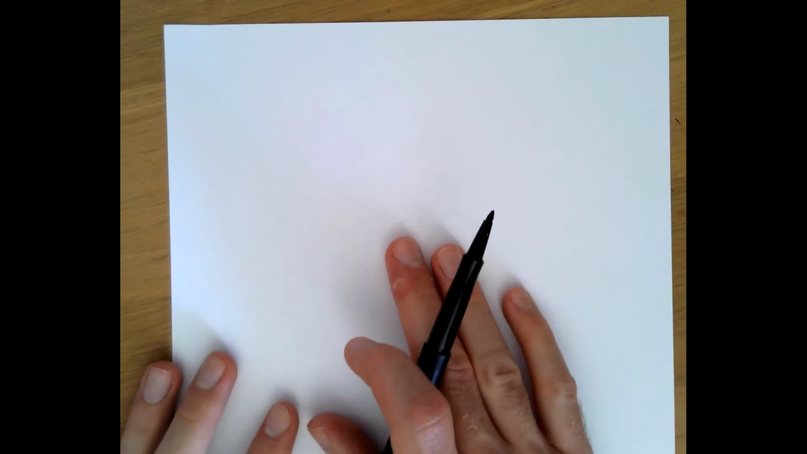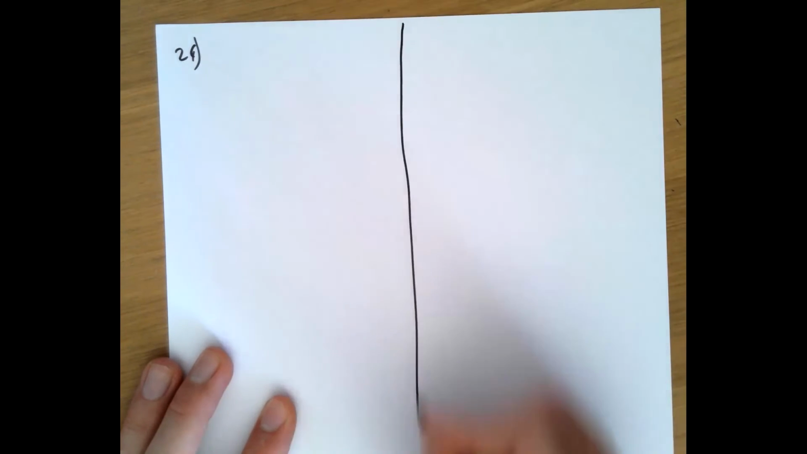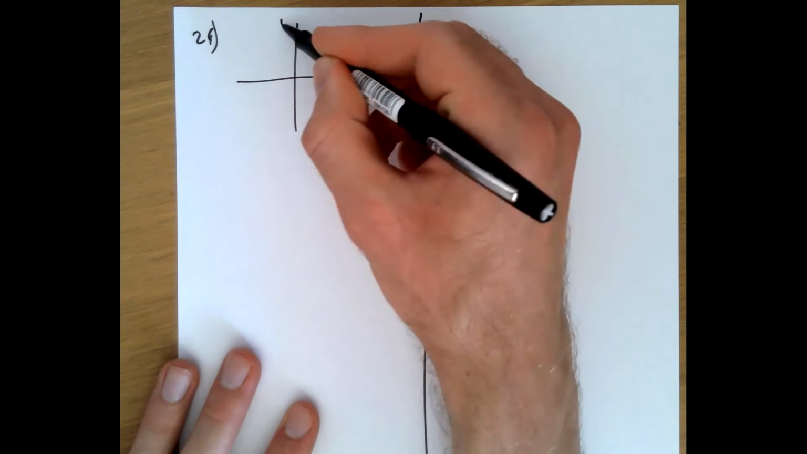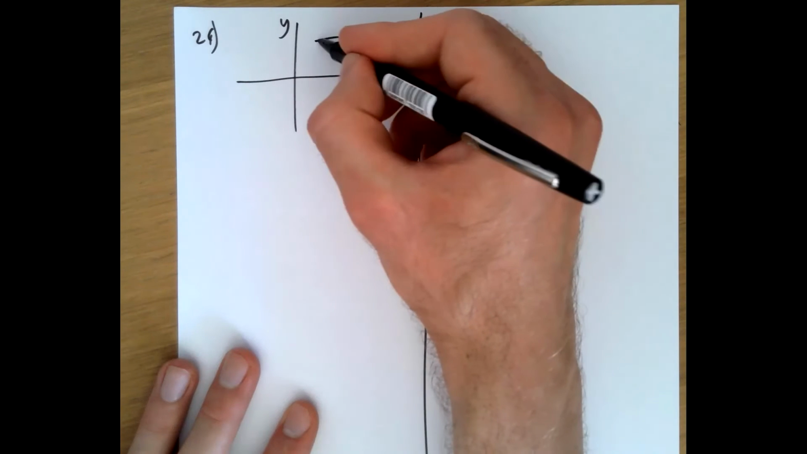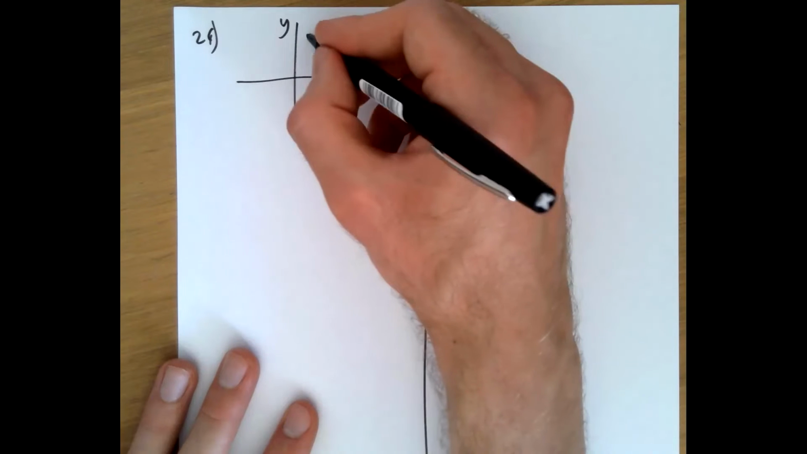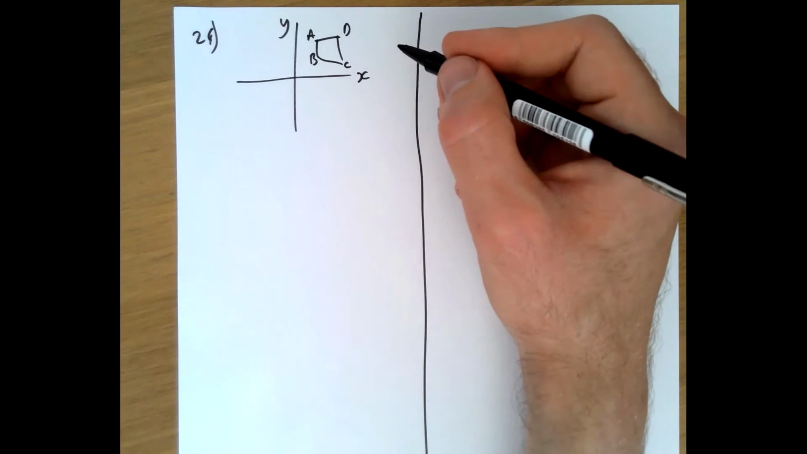Again, this one's probably going to be a bit difficult without the paper printed, but let me see if I can explain it to you. So you've got your axes like so, and you've got your shape that looks like that. Okay, so it's not great, but you get hopefully the idea. And we're rotating it 90 degrees clockwise about 0.